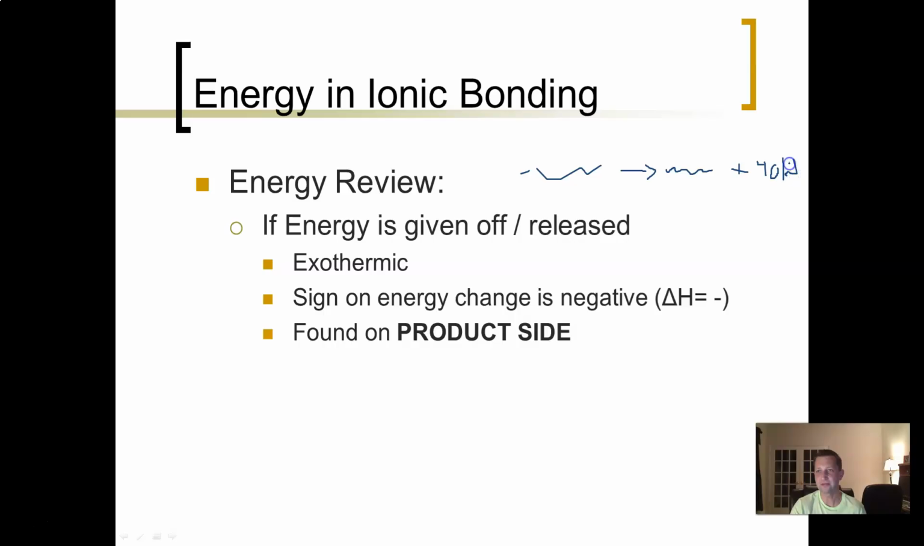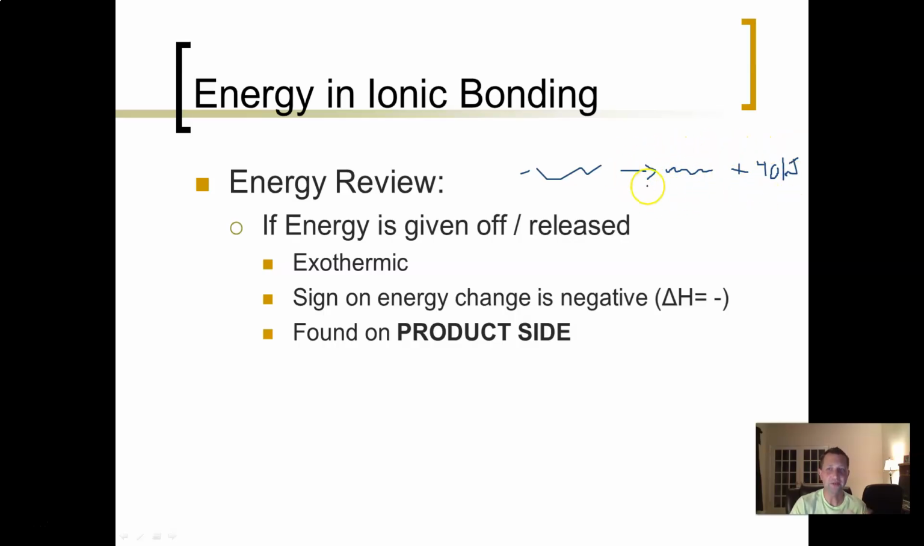That means 40 kilojoules is released in this reaction, okay? It's on the product side. So 40 kilojoules is being released or given off when this occurs. You're going to say, where's the negative sign? The negative sign just tells you that it's being released. That means we put it on the product side.